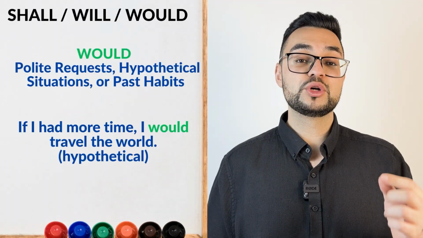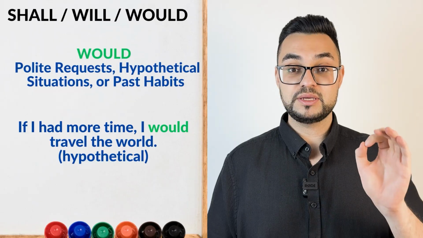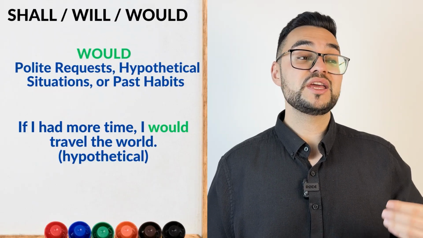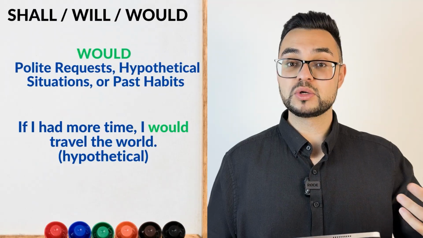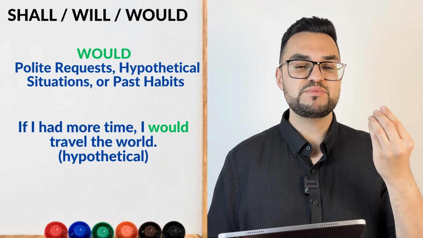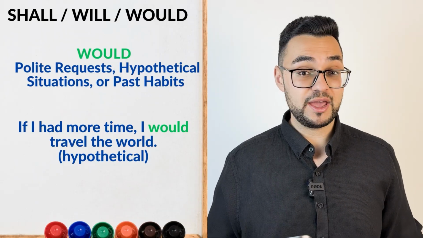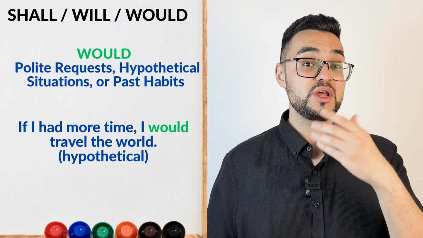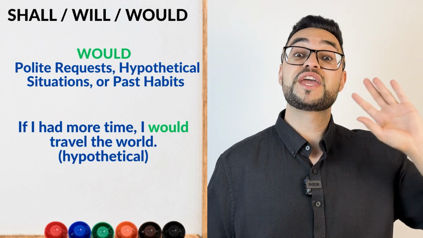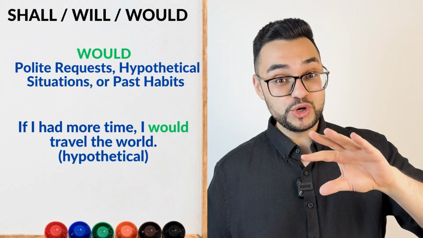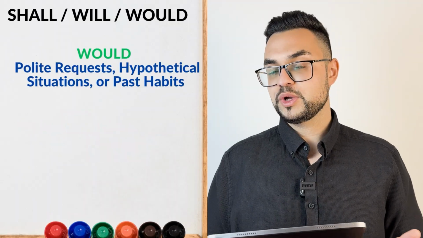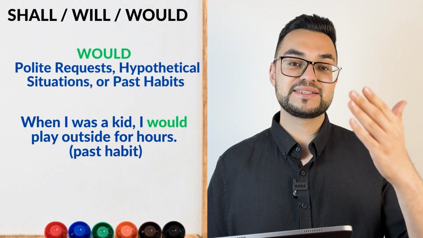The next example is for hypothetical situation, imaginary situation. Like, if I had time, I'd travel around the world. In this example, I'm using the word would because this is imaginary. I don't have time, and that's why I'm not traveling around the world. But I'm just imagining if I had time, I would travel around the world. So it's just imaginary.